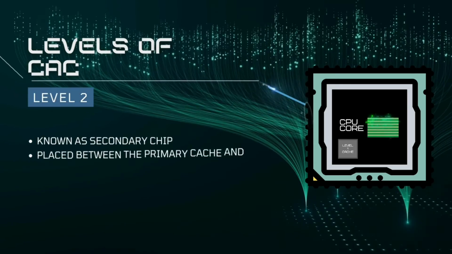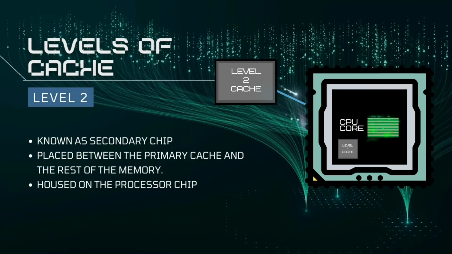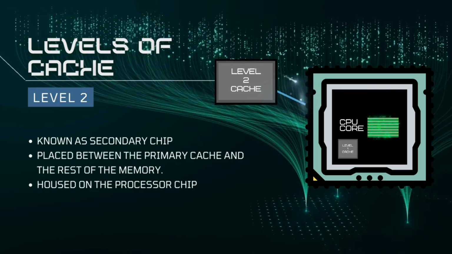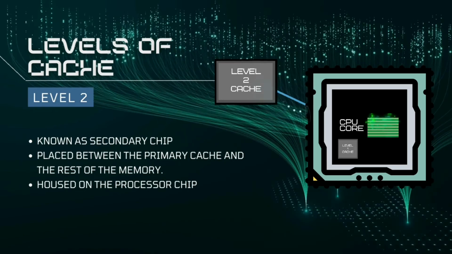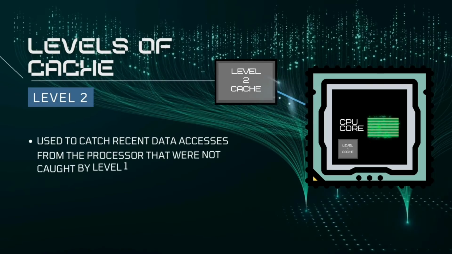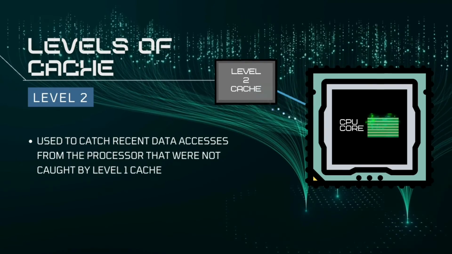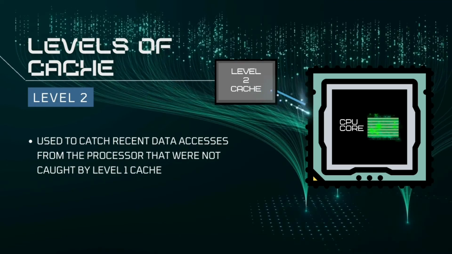The next level is level 2, also known as the secondary cache. It is placed between the primary cache and the rest of the memory. In early computers, the level 2 cache was located on a separate chip on the motherboard, but now it is housed on the processor chip. This cache is used to cache recent data accesses from the processor that were not caught by the level 1 cache. The level 2 cache is larger than the level 1 cache, but is slower than it.